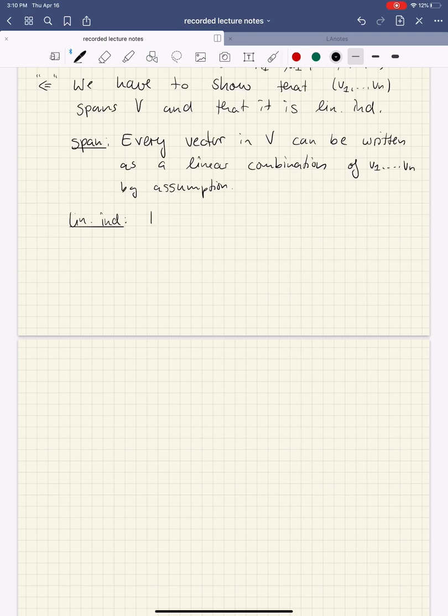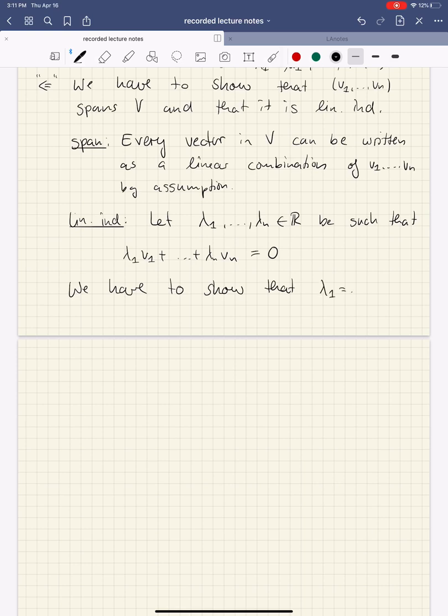Okay, so how do we show something is linearly independent? This always goes the same way. We take coefficients from R, so scalars, and we let them be such that lambda 1 v1 all the way up to lambda n vn, so a linear combination of the tuple we're interested in, is equal to 0. And we have to show that all of these coefficients end up being 0.